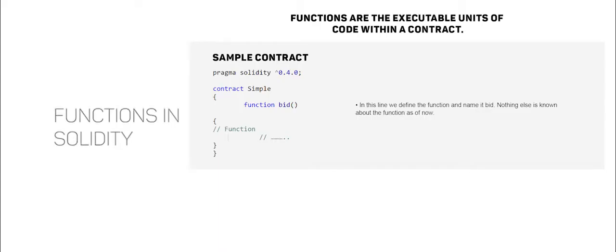Functions are the executable units of code within a contract. Given is a sample function bid defined in a contract. In this line, we define the function and name it bid. Nothing else is known about the function as of now.